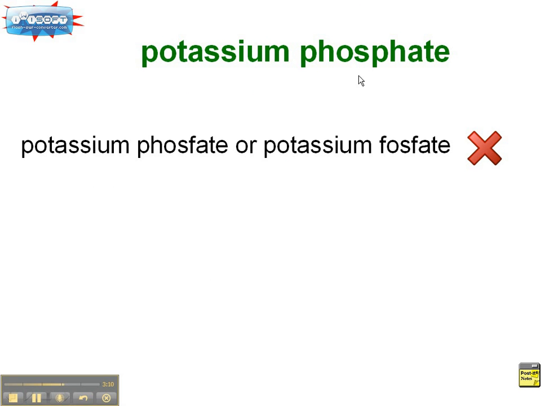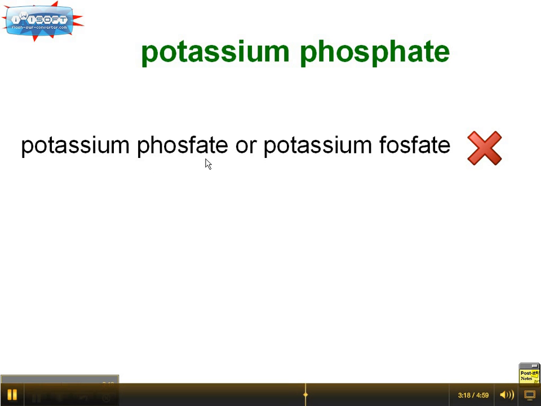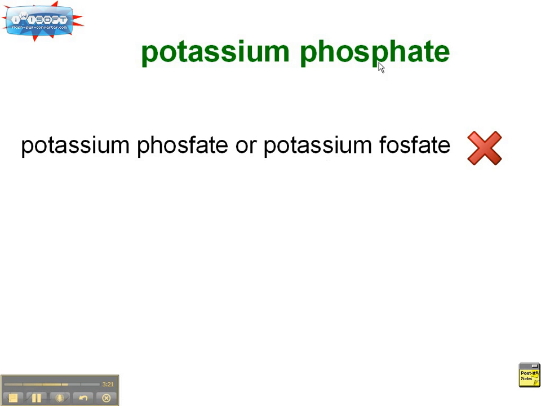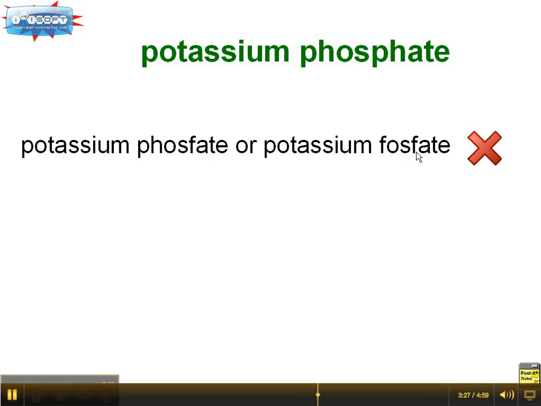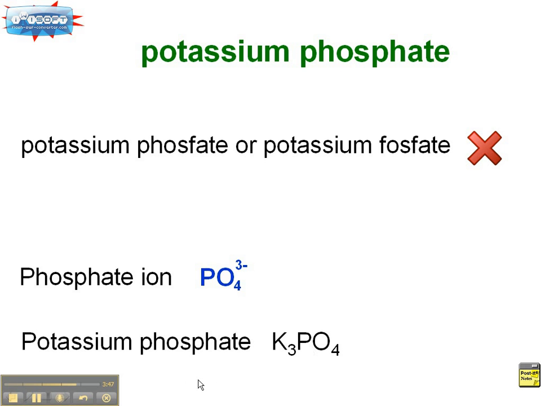Potassium phosphate. Okay, so this is quite different from sulfate, whereby the ph you change to f, right? But for phosphate it still remains as ph. So if you change all the ph to f like this or like this, it is wrong. The correct spelling is still like this. Do not change the ph to f for phosphate. And make sure you remember the formula of the phosphate ion, which is PO4 3-. And the chemical formula for potassium phosphate would be K3PO4.